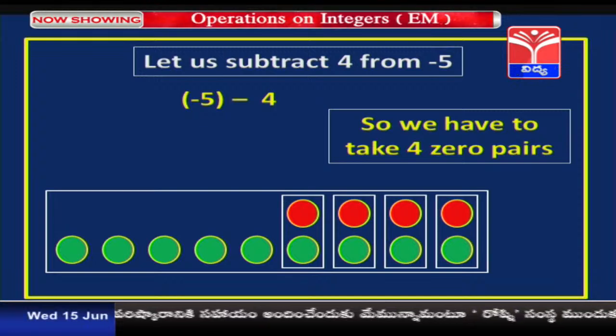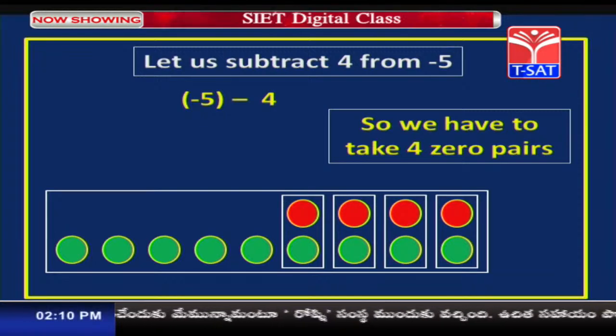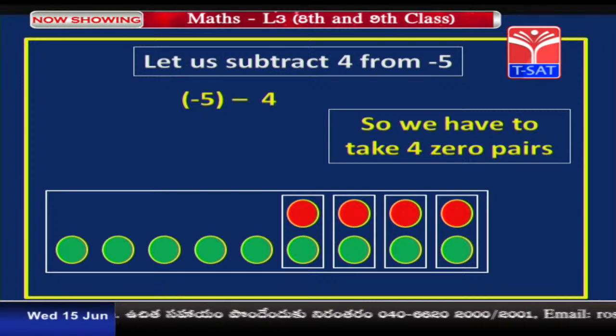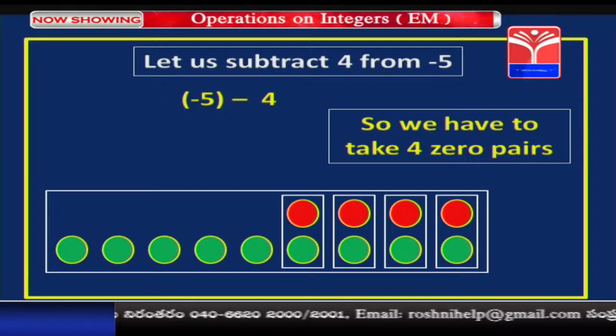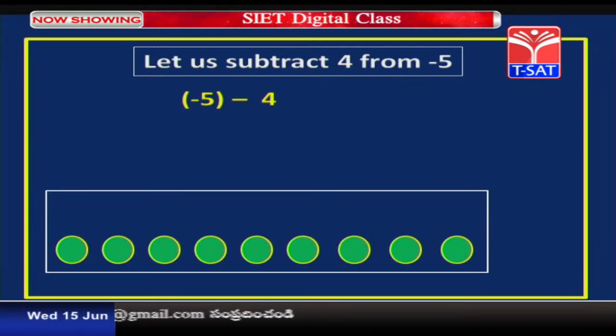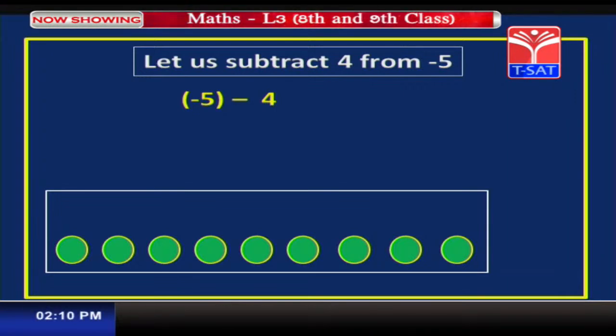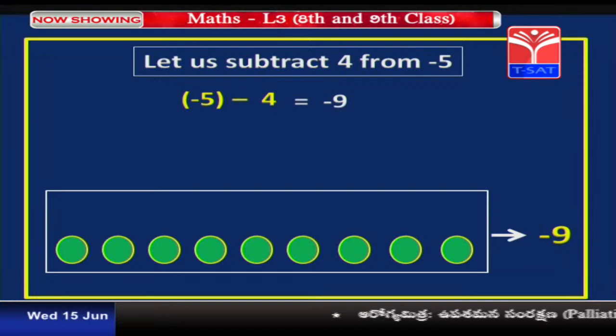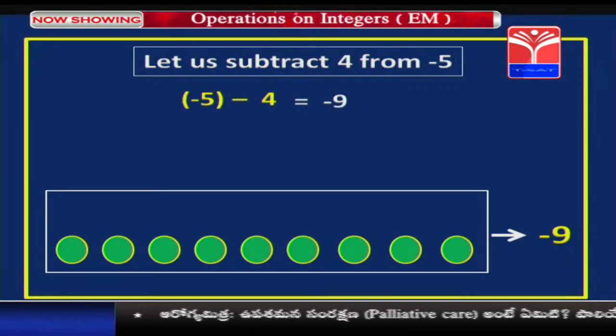Now, out of these 4 zero pairs, what are positive ones here? All red ones are positive ones. Now, since we are subtracting positive 4, we remove all these 4 red coins. Once we remove all these 4 red coins, we are left with only green coins. Now, count the number of green coins, children. Yes, they are 9. That means, it represents minus 9. So, children, minus 5 minus 4 is equal to minus 9.